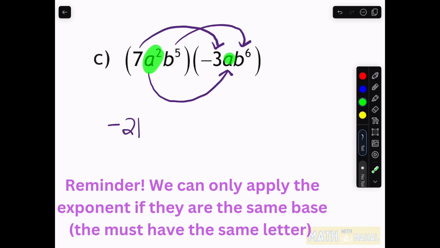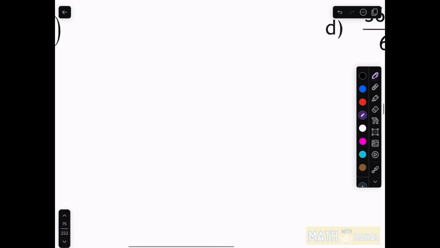And then we have a squared times a. That's going to get us to a to the power of 3. And then b to the power of 5 and b to the power of 6. We're going to add those exponents. That will get us to b to the power of 11. And that's our answer.